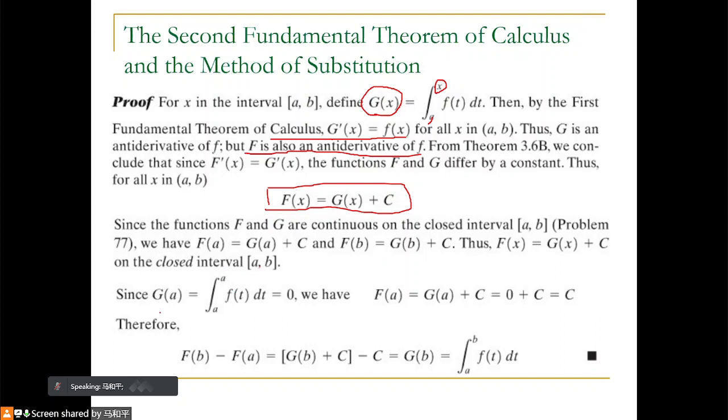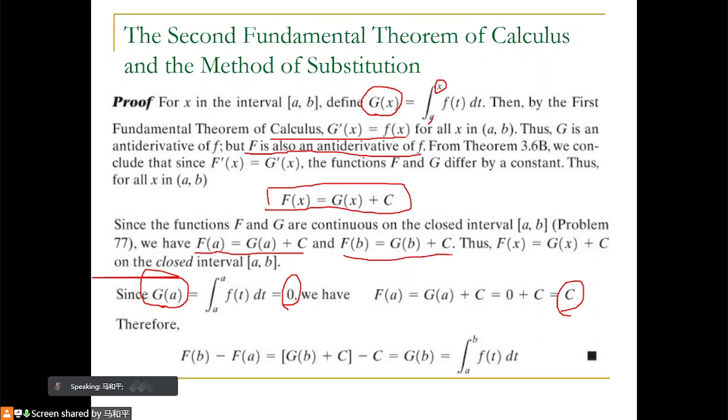And since we calculate G(a), this means the upper limit x becomes a. So it's the integral from a to a of f(t) dt. If the upper limit is equal to the lower limit, then this definite integral is equal to 0. We have G(a) is 0. And from this equation, F(x) is equal to G(x) plus C, so F(a) is C, a constant.